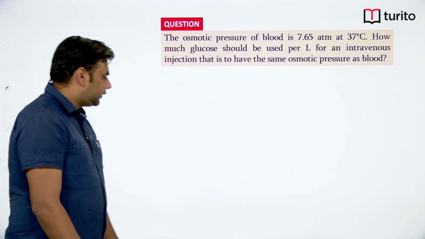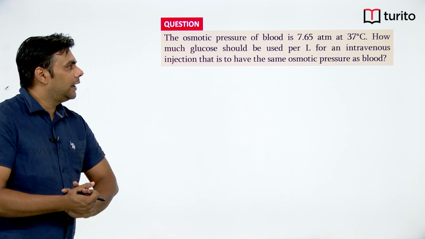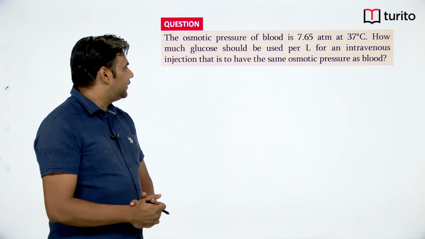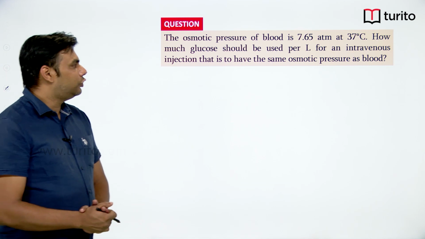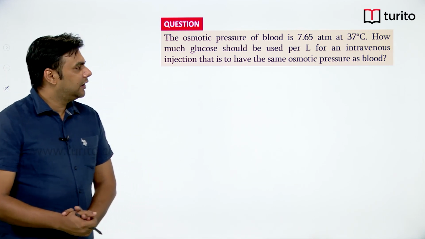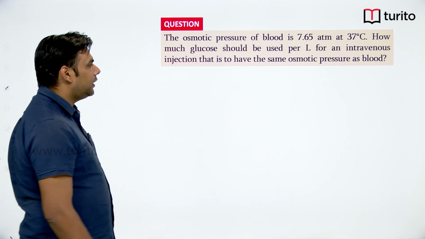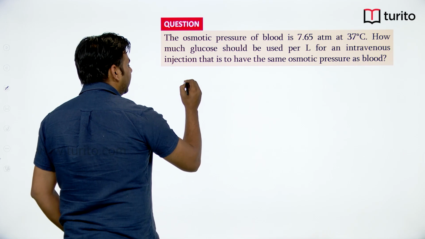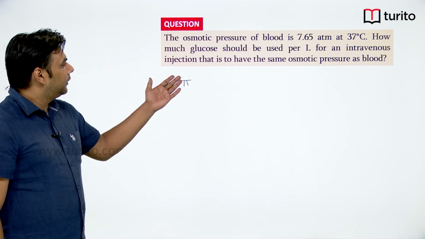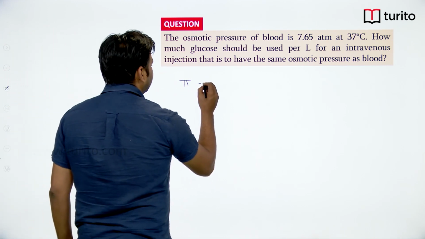Okay, now let us read this question. This says that the osmotic pressure of blood is 7.65 atm at 37 degrees Celsius. How much glucose should be used per liter for an intravenous injection that has the same osmotic pressure as that of blood? Okay, so we know that in the question it is given that the solution has the same osmotic pressure as the blood.